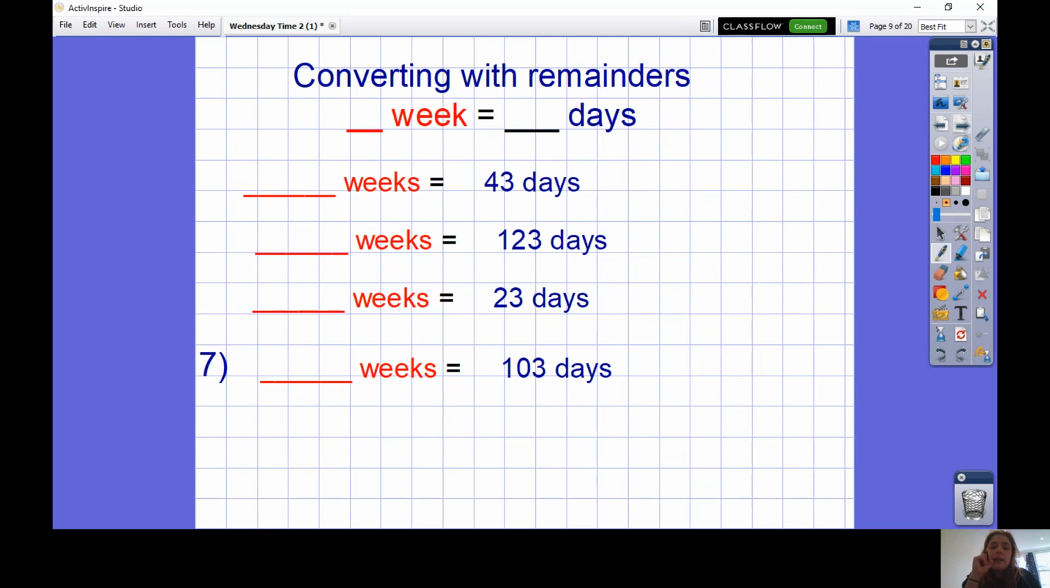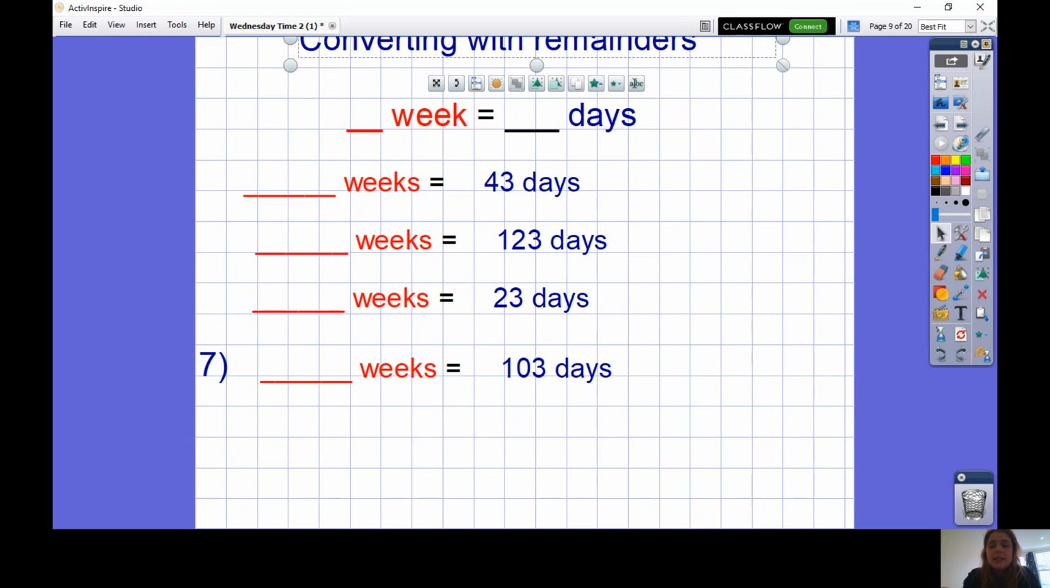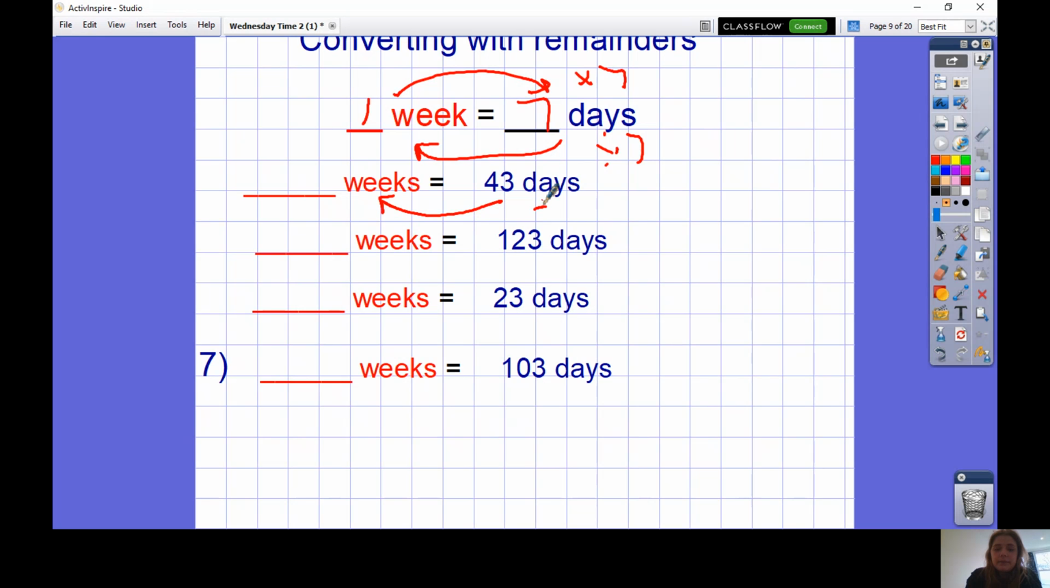Let's have a look at it when we're going the other way around. This time I'm looking at weeks and days. Same skills, I just need to use my different fact. How many days in 1 week? 1 week is 7 days. So to get from a week to a day, I times by 7, and from days to weeks, I would divide by 7. So here I'm dividing by 7.